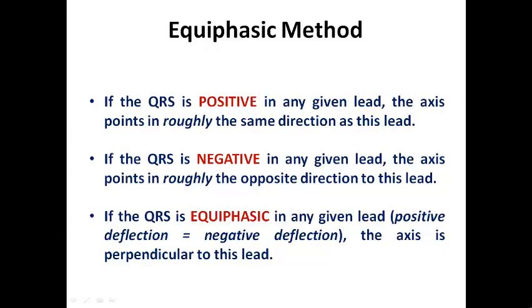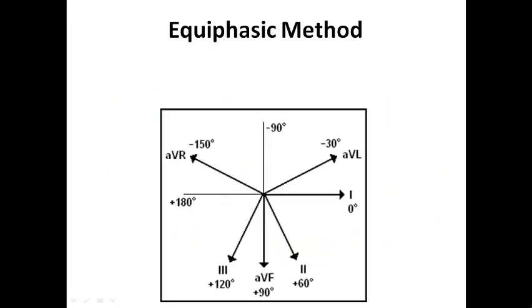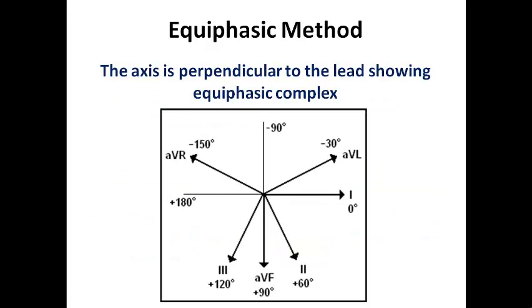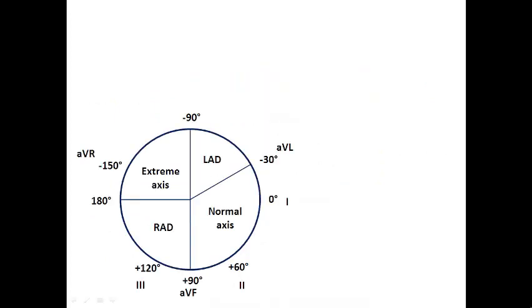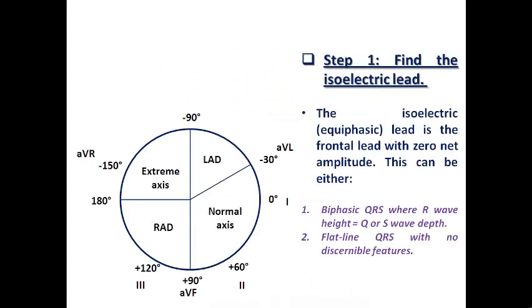The equiphasic method, which is the last method to use in determining the QRS axis, depends on the principle that if the QRS is positive in any lead, of course the axis is directed toward its positive pole. And if the QRS is negative in any lead, the axis is in the opposite direction to its positive pole. And if it is equiphasic, it means that it is perpendicular to this lead. So for example, the axis is perpendicular to the lead showing the equiphasic complex. If we use this same diagram, we need to know what we are going to do in order to calculate the axis.